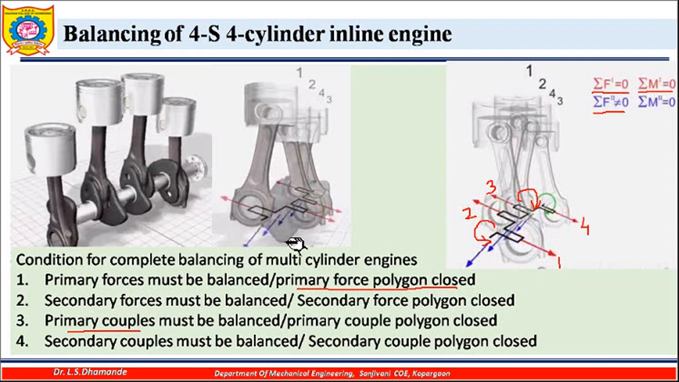Similarly, there are these 4 secondary forces acting in the same direction, but due to these two, whatever couple there will be, clockwise and anti-clockwise, that is getting balanced. Because of these two also, clockwise and anti-clockwise, that also gets balanced. It means you will observe that the secondary couples will also get balanced. If you draw the secondary couple polygon, it becomes a closed polygon. The primary couple polygon will also become a closed polygon.